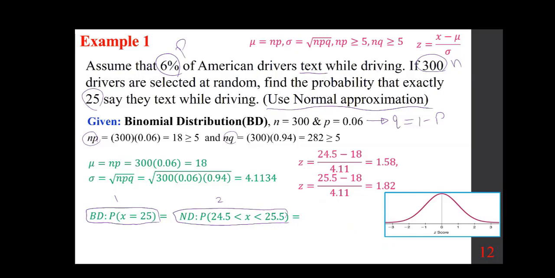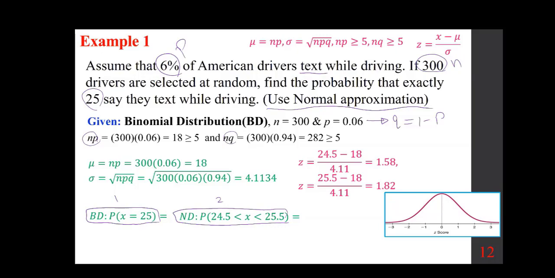So the z-score is calculated as follows. z is x minus mu over sigma. So 24.5 minus 18 over 4.11 equals 1.58. Normally, I like to use more decimals. Remember, when you go to your z table, they have a limitation: they go with 2 decimals. For 25.5, the same way, z is calculated as x minus mu over sigma, resulting in 1.82.